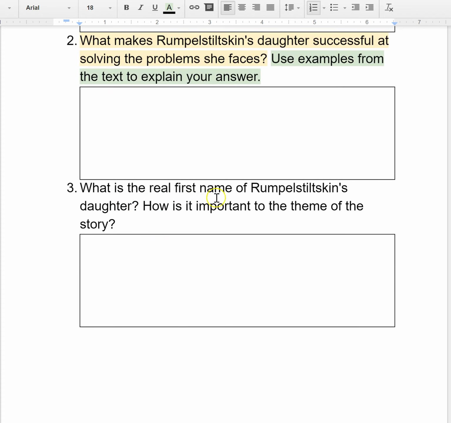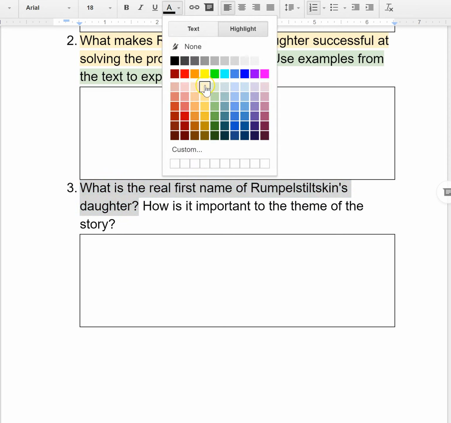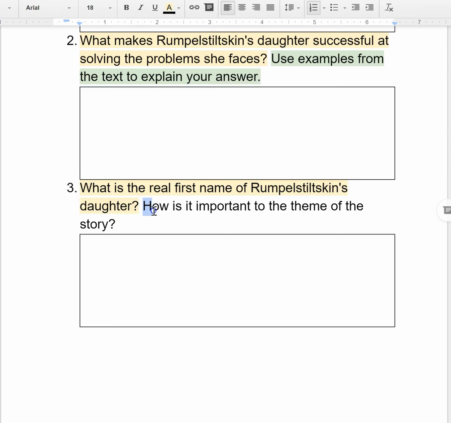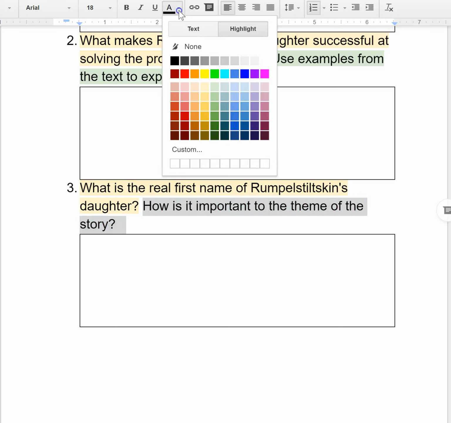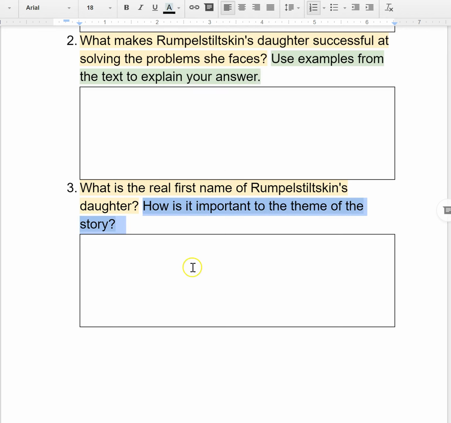Okay, number 3, what is the real first name of Rumpelstiltskin's daughter? That's the first part. And then the second part, how is it important to the theme of the story? Remember, theme from the beginning of the year, theme is what we learn from this story. And remember, theme is never just one word. Okay, it's very similar to the moral. What do we learn from this story?